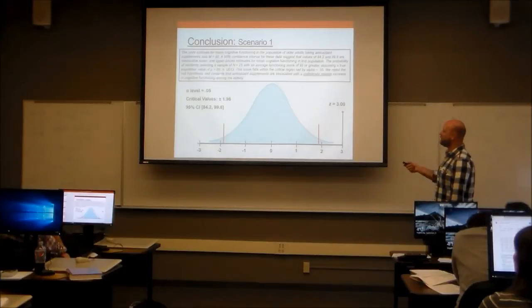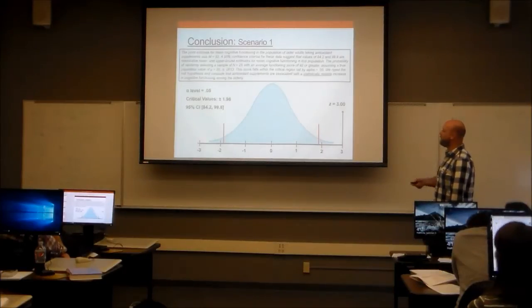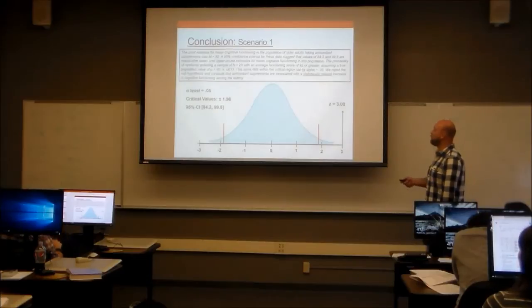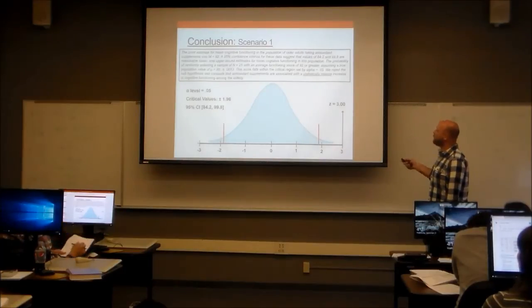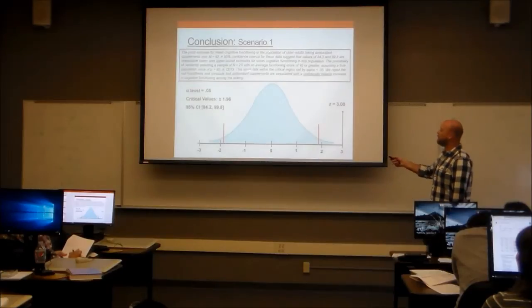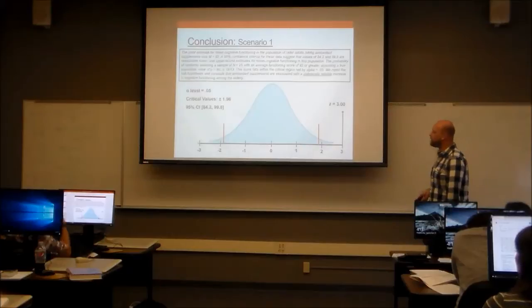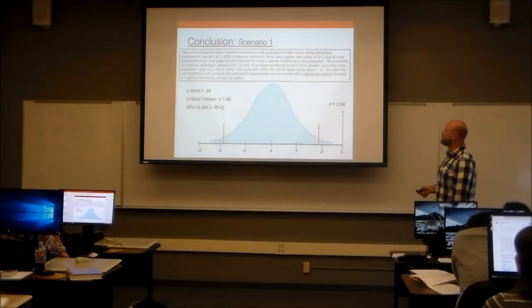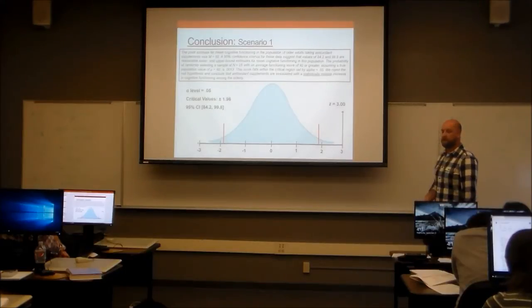The probability of randomly selecting a sample of 25 with an average functioning score of 92 or greater, assuming a true population value of 80, is 0.0013. This score falls within the critical region set by alpha equal 0.05 to reject the null hypothesis and conclude that antioxidant supplements are associated with a statistically reliable increase in cognitive functioning.